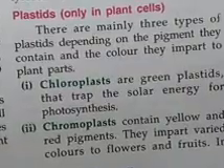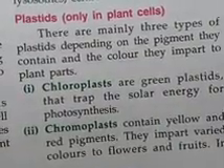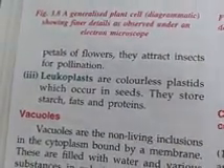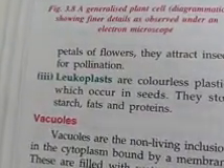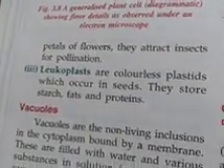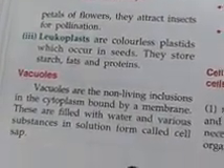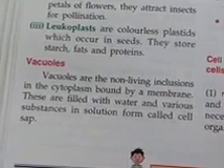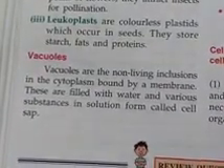And the third type of plastids present in the cell are the leucoplasts. These are colorless plastids and occur in seeds. They help in storing starch, fats and proteins.